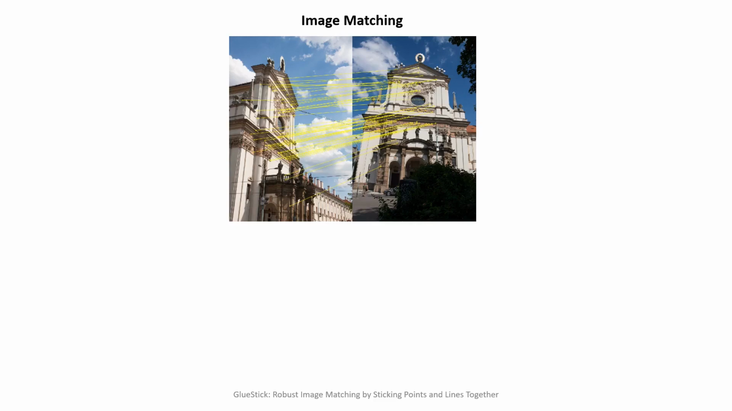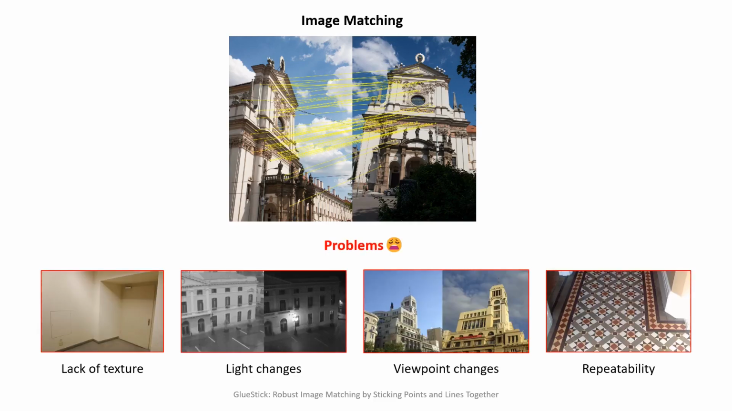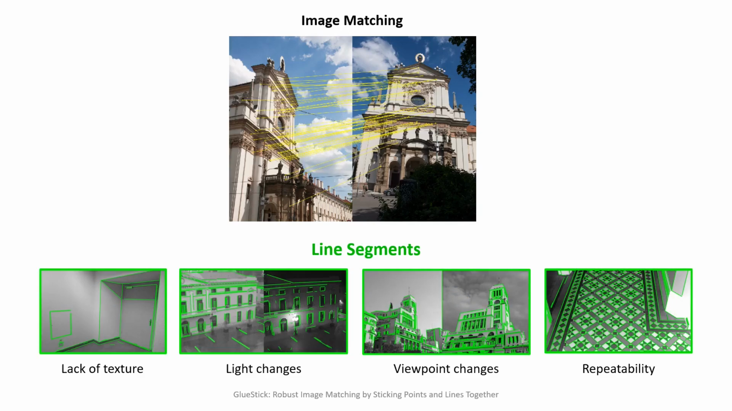Image matching is a fundamental task in computer vision that, given a certain point in one image, is able to find it in the other image, as the yellow examples that we can see here. Typical methods use correspondences between key points describing its surrounding texture. However, sometimes matching can be very hard because of the lack of texture, drastic lighting or viewpoint changes, or repeatability. And to solve this, we leverage line segments.